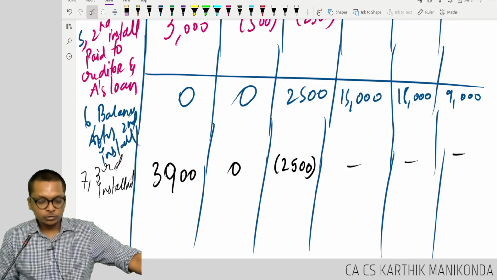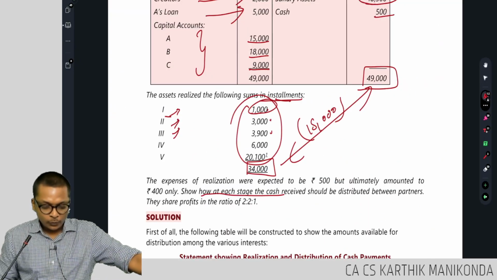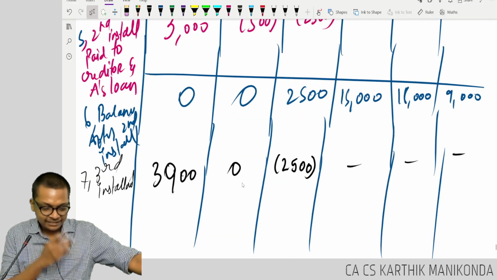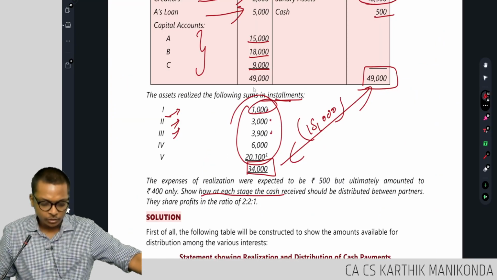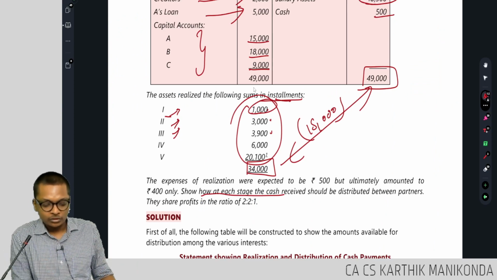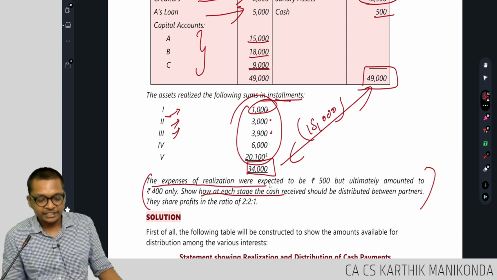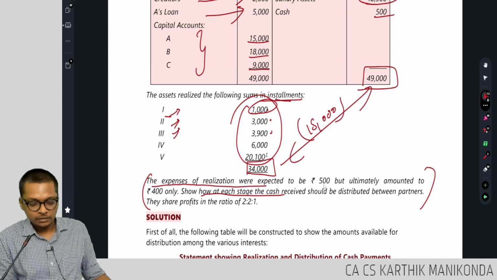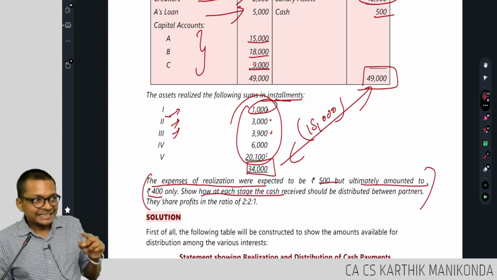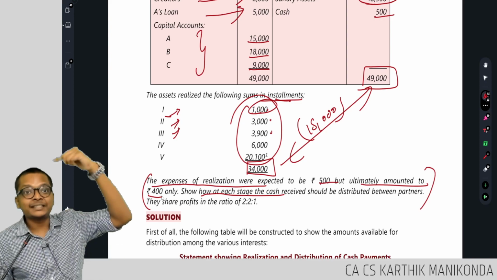Okay, so 2,500, correct. In the question they also gave, so how much cash is left now? 1,400. Okay, 1,400. We missed one small thing, we will do it now. Paragraph below, can you see? Expense of realization was expected to be 500, but ultimately amounted to be only 400. That means this expense I should do in the first installment itself.